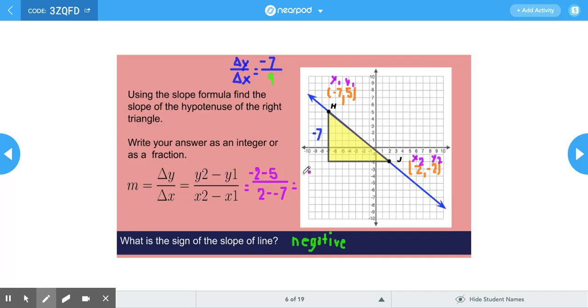-2 minus 5 is -7. And then 2 minus -7, when we have two negatives right next to each other, it becomes a plus, or a positive. So 2 plus 7 is 9. So as you can see, using both methods, we found our slope, which was negative 7 over 9.